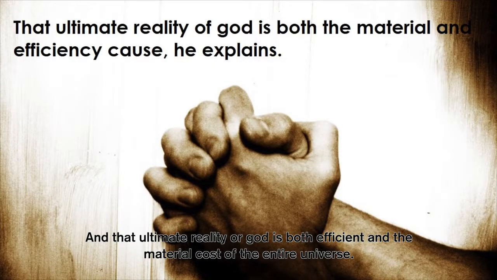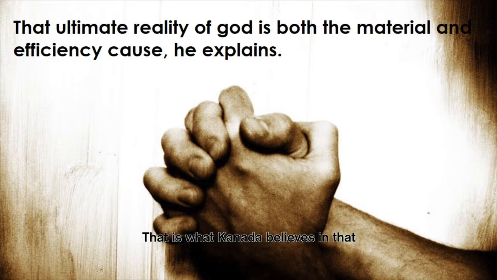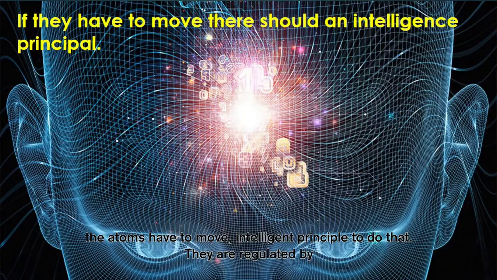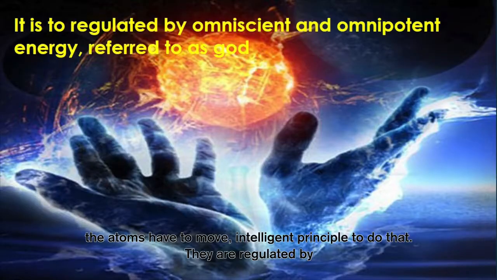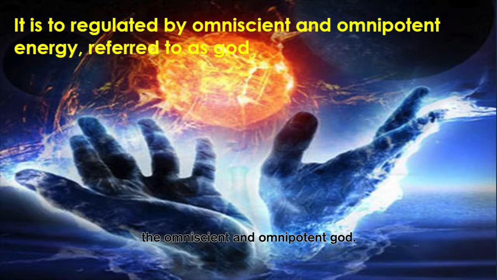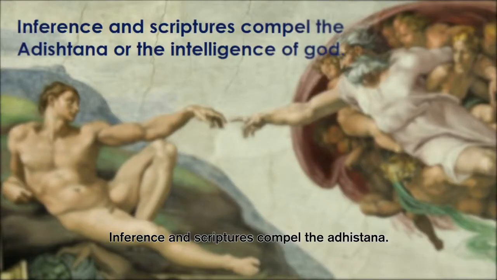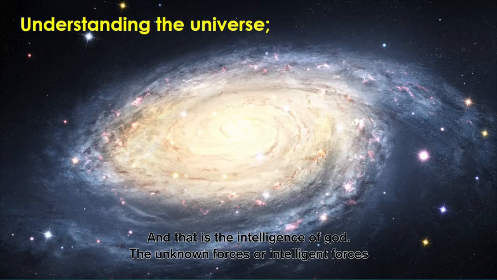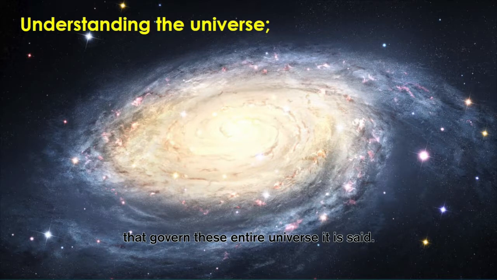And that ultimate reality or God is both the efficient and the material cause of the entire universe. That is what Kanada believes in. Atoms do not have the power and the intelligence to act by themselves. Atoms are gross. Therefore, if the atoms have to move, there should be an intelligent principle to do that. They are regulated by the omniscient and omnipotent God. Inference and scriptures compel the adhisthana, and that is the intelligence of God. The unknown forces or intelligent forces that govern this entire universe, it is said.